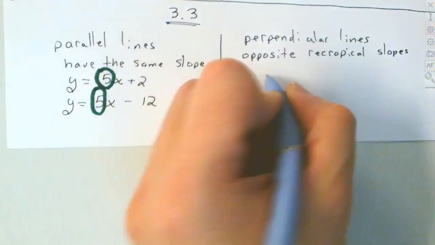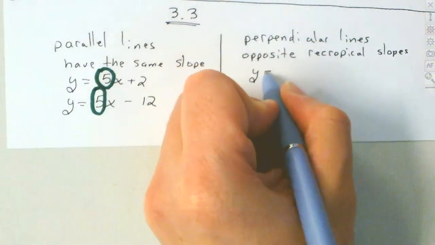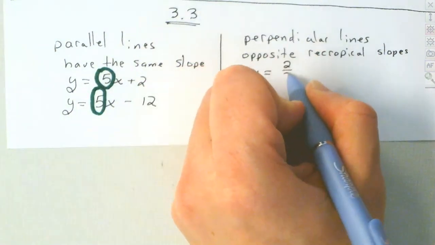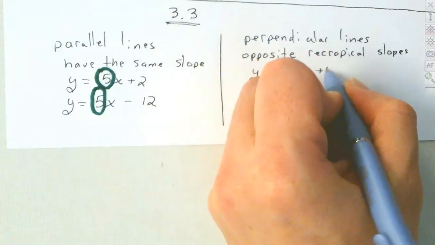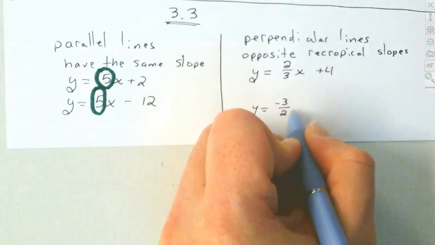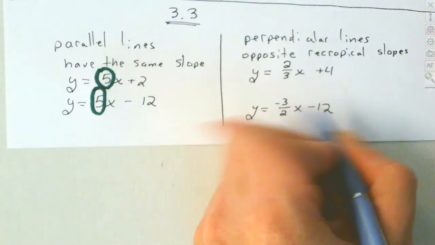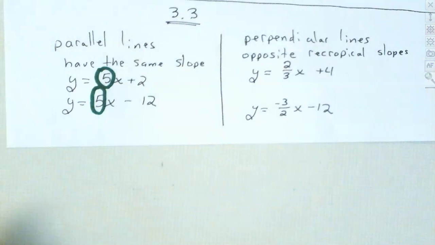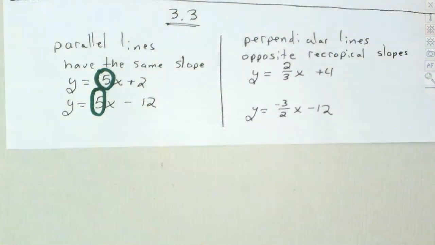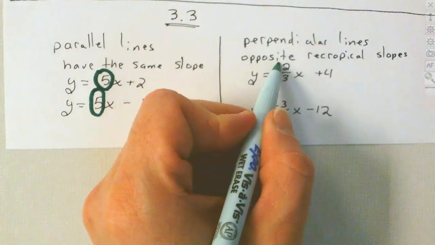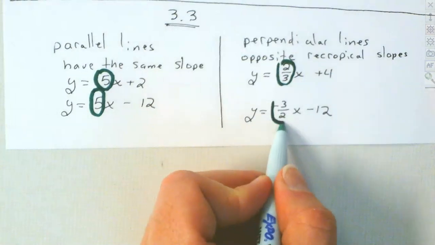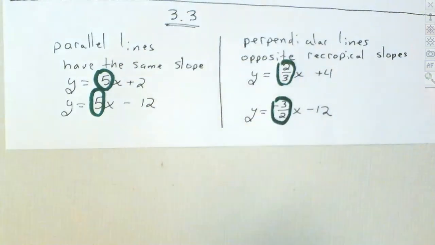And these lines are perpendicular. Y equals, how about 2/3 x plus 4, and y equals minus 3/2 x minus 12. These would be perpendicular because when we look at the slopes and compare them, we're going to notice that they are different signs, right? One is positive, one is negative, and they're also flipped over.